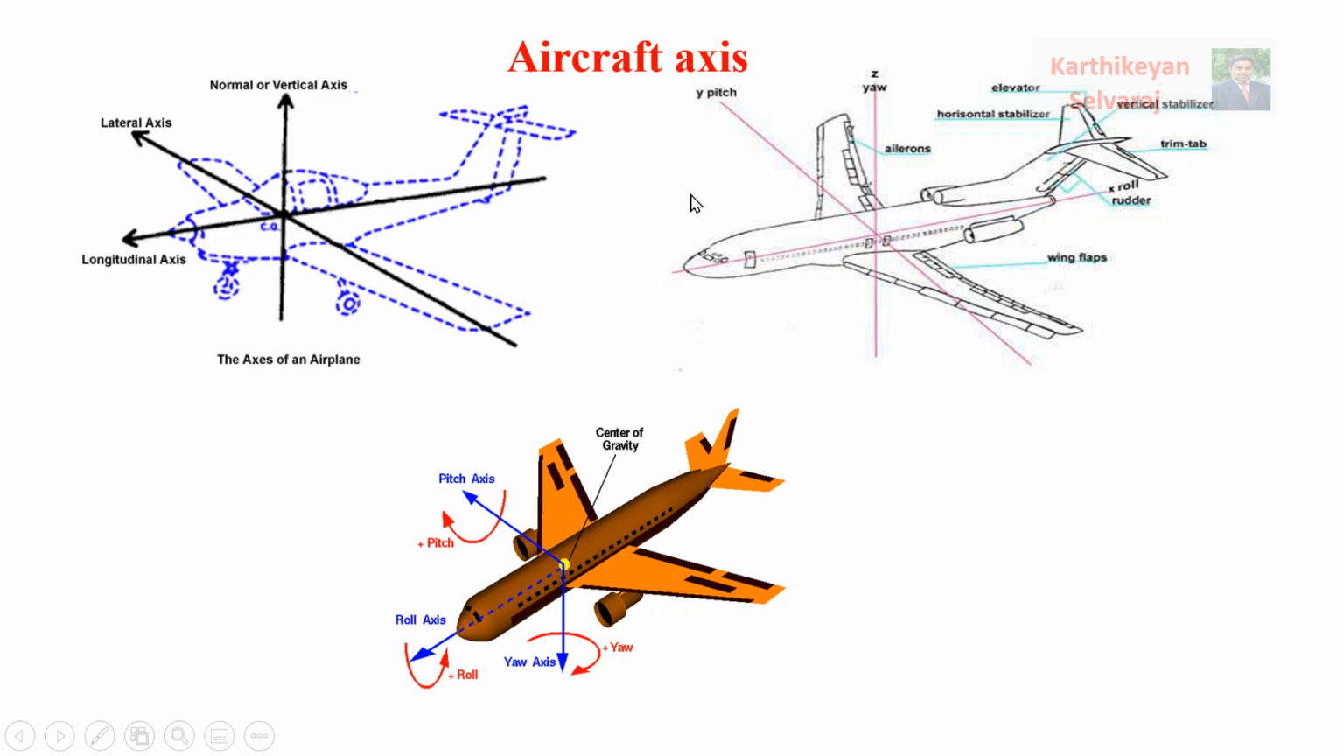moment. For example, you can see this is my lateral axis. Based on the lateral axis I am getting the movement, which is rotation, that is called pitching moment. This pitching moment will be achieved by the movement of the elevator. This is my lateral axis. The lateral axis will rotate. When the lateral axis rotates, that is the pitching moment, that means the nose will be going up and down. This movement will be controlled by the elevator.